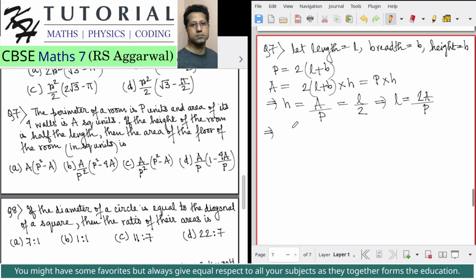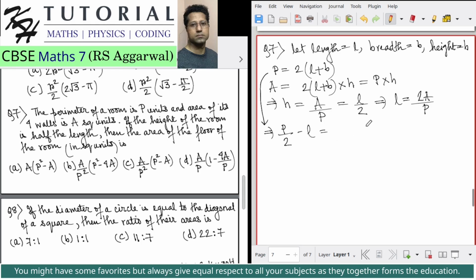So what is B? Now B, from here, P equals 2 into (length plus breadth). From here we can say B will be P by 2 minus L.